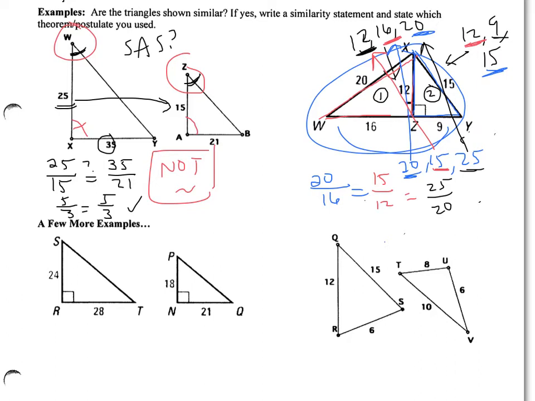First ratio, 20 over 16. If I divide both by 4, I get 5 over 4. And then the next one, if I divide them both by 3, I get 5 over 4. And then again, 5 over 4. So the big triangle is also similar to triangle 1. By the same reasoning, the big triangle is similar to triangle 2. So really, there are 3 similar triangles here. I think that's a little interesting, and we're going to be using that fact more next chapter.